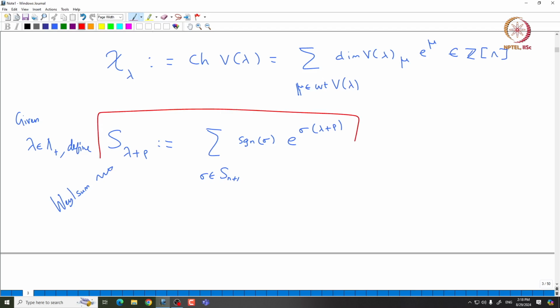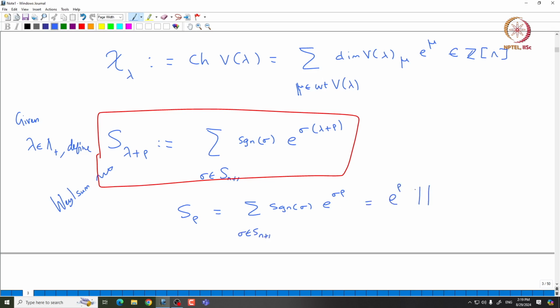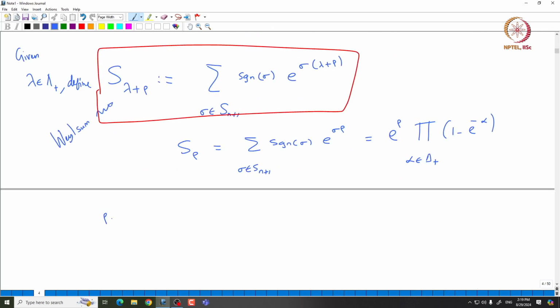Now with this notation we can easily rewrite the denominator identity. S rho is nothing but the sum side of the denominator identity, which is the summation of sign of sigma e power sigma rho, sigma from S n plus 1, and this is the same as e power rho times the product of 1 minus e power minus alpha, alpha from delta plus. Recall that rho is the Weyl vector, which is by definition half the sum of positive roots.